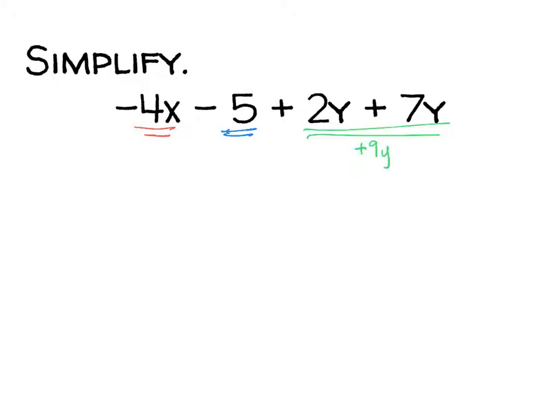Now I brought this in specifically because when you simplify, your variables should go in alphabetical order, and then we put our constants at the end. So my x would need to come first, so I have -4x. My y's would come next alphabetically, so I have plus 9y, and then my constant is last. My constant is the one without a variable. So -5, this is now fully simplified.